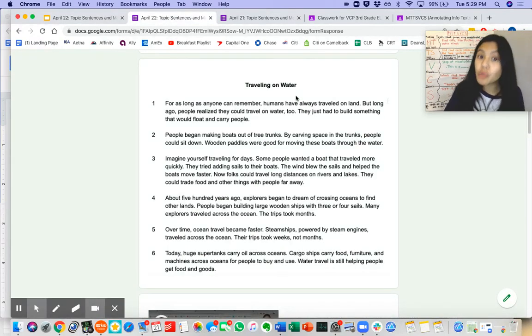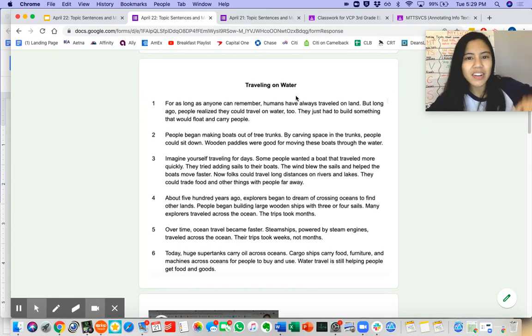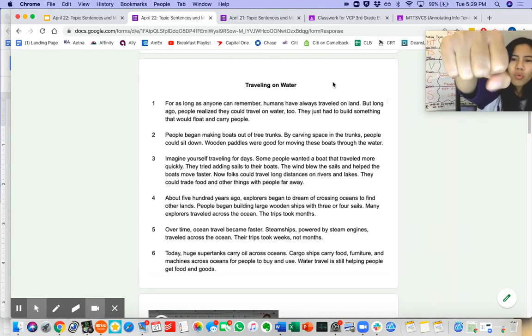Scholars, remember, as good readers, we need to scan the text and ask ourselves, is this a narrative text or an informational text? Go ahead and take 10 seconds to scan our text, Traveling on Water. What do you think? Narrative text or informational text? Show me. Whoa, if you showed me informational text, give me a pound it.